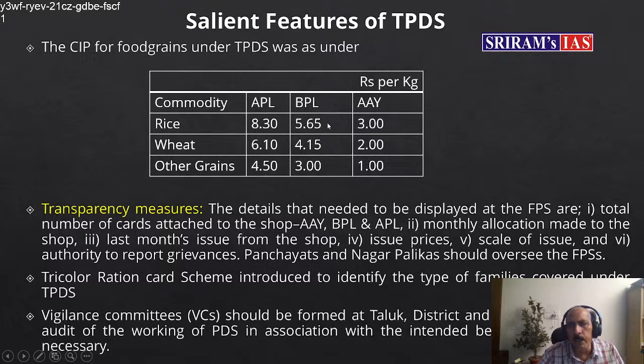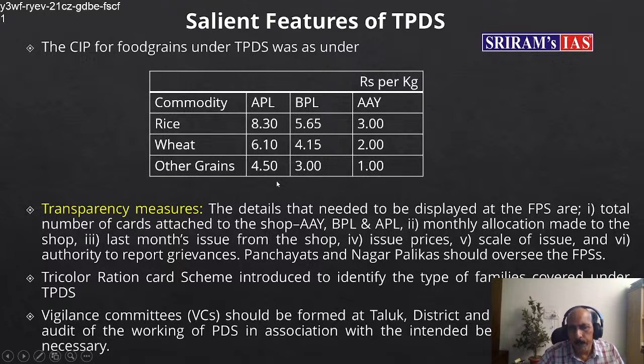For BPL families, the rice was made available at the price of 5.65. For AAY families, it was at 3 rupees. Wheat was made available to BPL families at rupees 4.15. For AAY families, it was 2 rupees. And other grains, it was 3 rupees for BPL families and 1 rupee for AAY families.